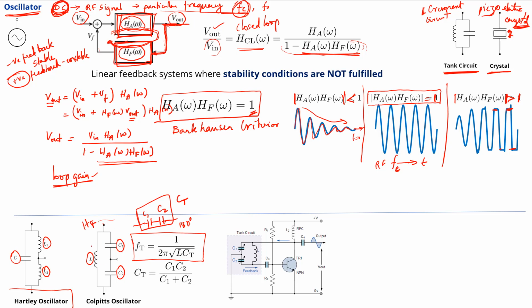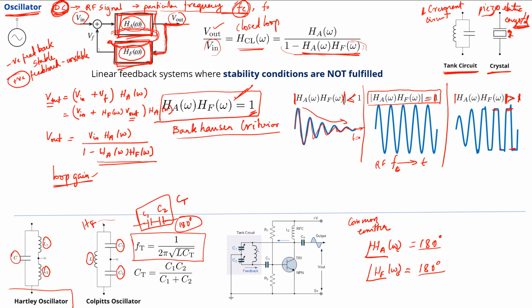In that sense, this can be used as the feedback path for an amplifier, such as a common emitter amplifier, so that the amplifier itself has H_A of omega, the angle of H_A of omega being 180 degrees, and the feedback path of the Colpitts oscillator, H_F of omega, the angle of H_F of omega also being 180 degrees at the oscillator frequency omega, maybe we call that omega C, the carrier frequency. At that frequency, the 180 and 180 add up, and the total phase is 360 degrees, which is equal to zero phase, satisfying the Barkhausen criteria.